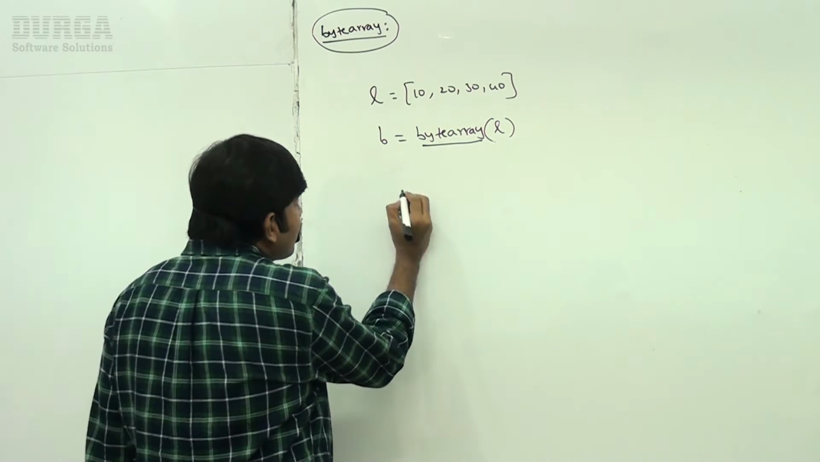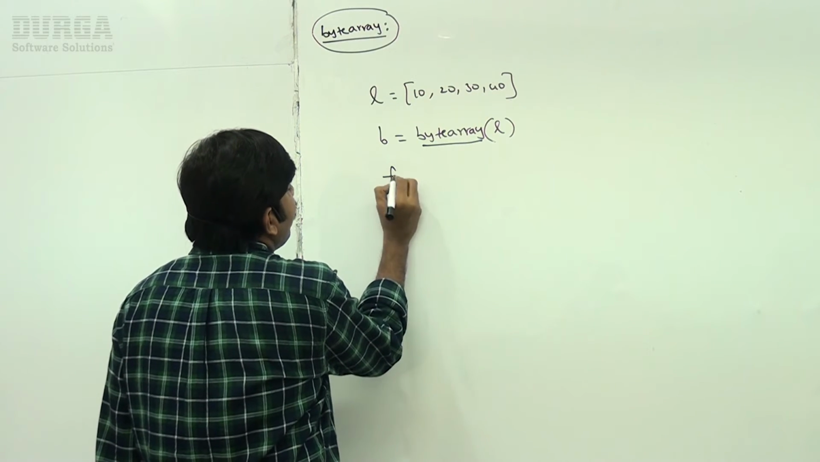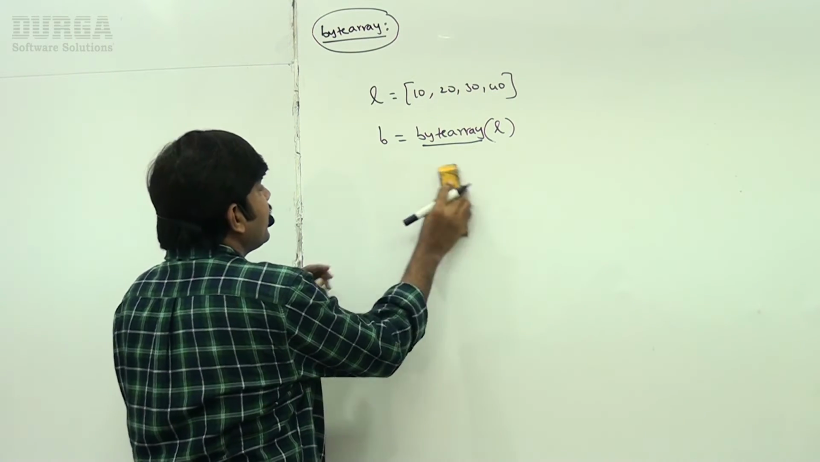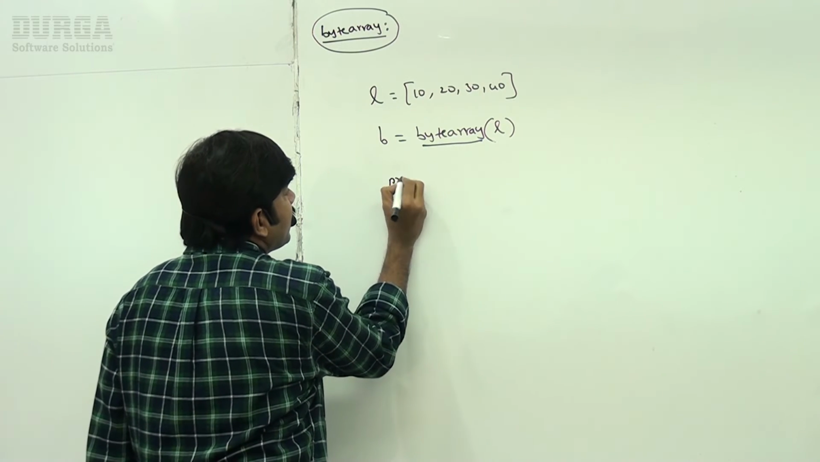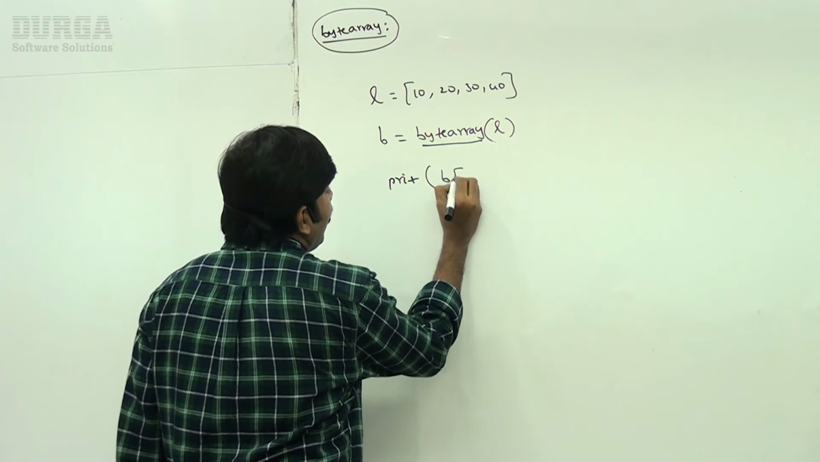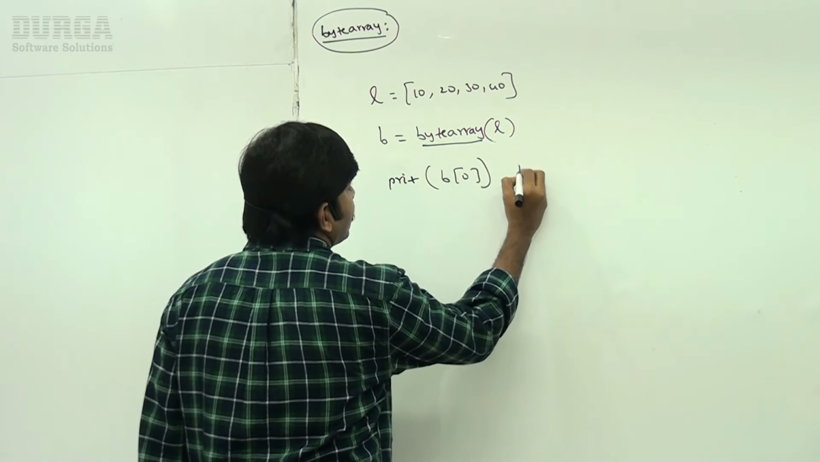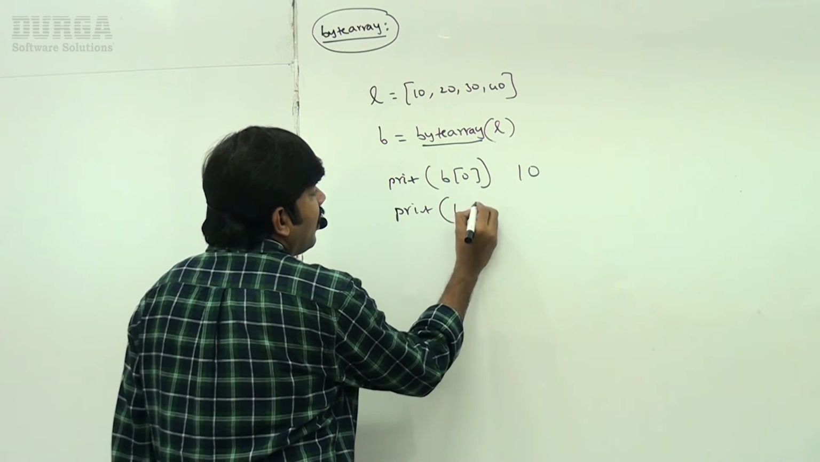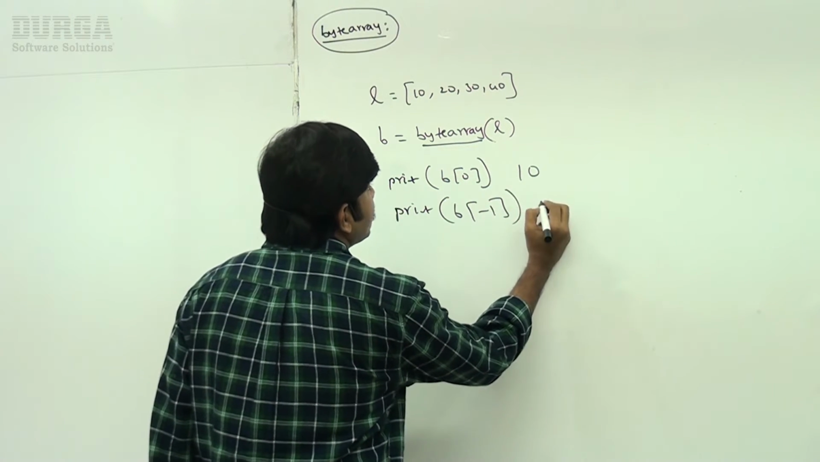Now let me print the values present inside this bytearray. Very simple. Print of b of 0. What is the answer? 10. Print of b of -1. What is the answer?